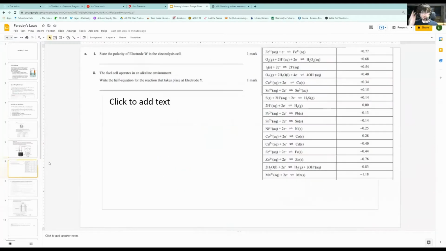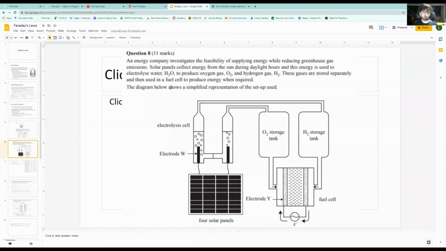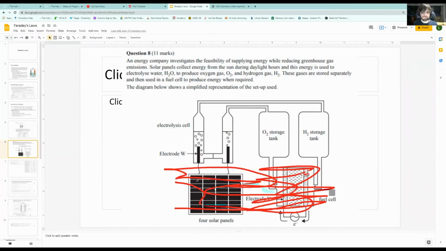All right, so state the polarity of electrode W in the electrolysis cell. So we're only looking at the electrolysis cell. So this stuff can all go away. Don't need that. So you might look at this and go, well, I've got no information about the charges or anything like that. The information that you do have, though, is what it's connected to. So if we look around here, electrode W is connected to the hydrogen storage tank. Presumably, this doesn't let the oxygen and hydrogen through to the other side, because otherwise it would be pointless. So it's reacting, and it's forming hydrogen there. Okay.